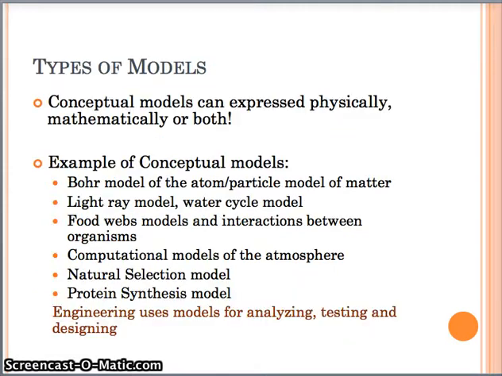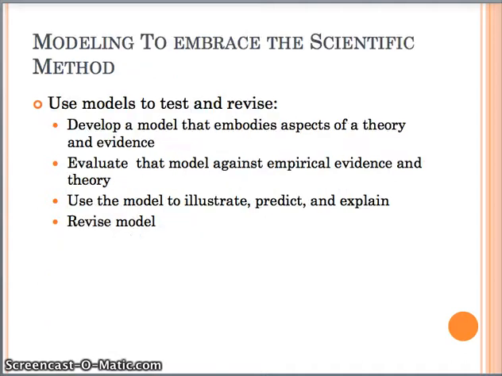When it comes to modeling, there really are 2 categories. Conceptual models can be expressed physically, mathematically, or both. Here is a short list of some conceptual models. There are a few key ideas of modeling to remember. Modeling can include any one step or all steps of the model cycle. Students can engage in the development of a model, then evaluate the model based upon evidence, and then revise their model to reflect any new information.